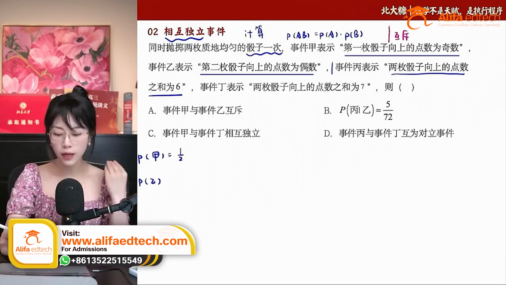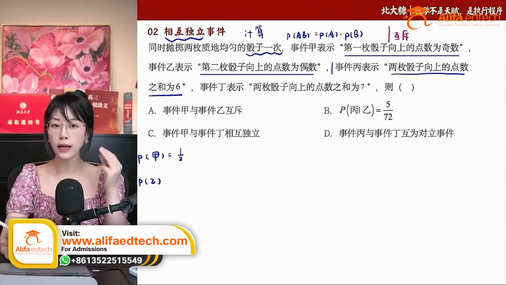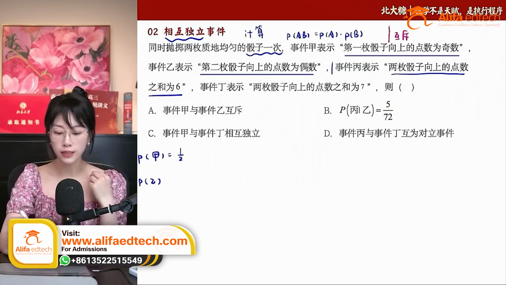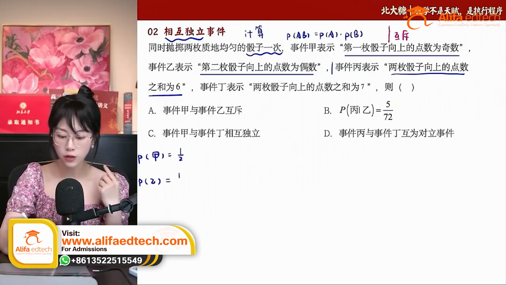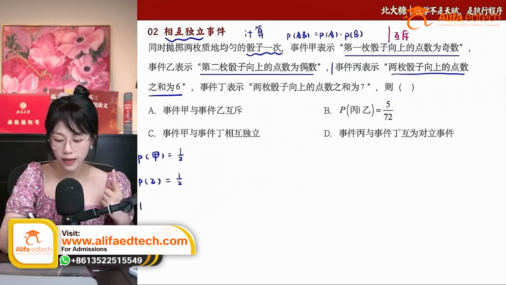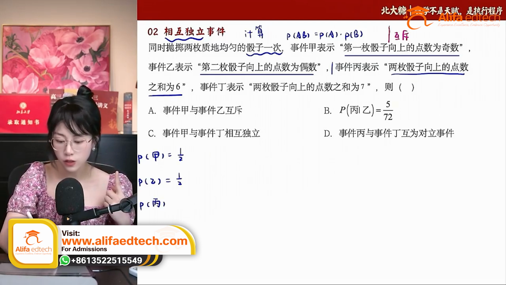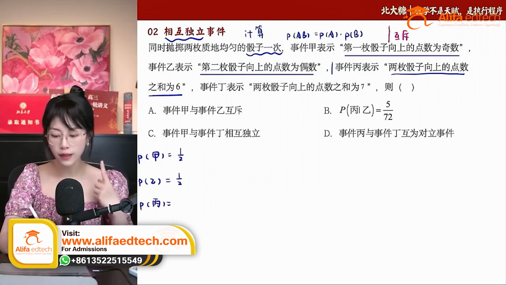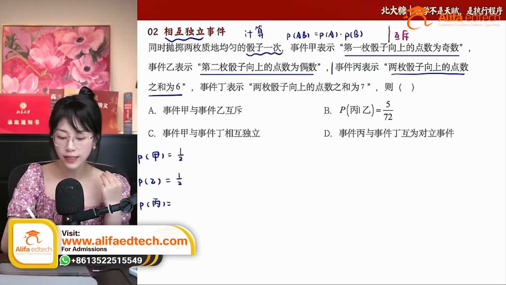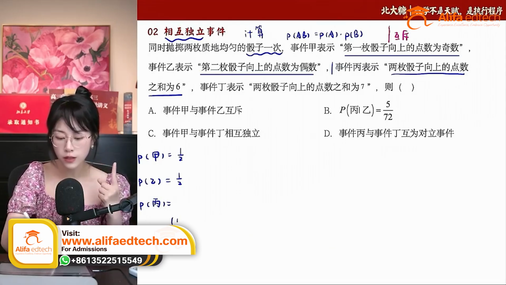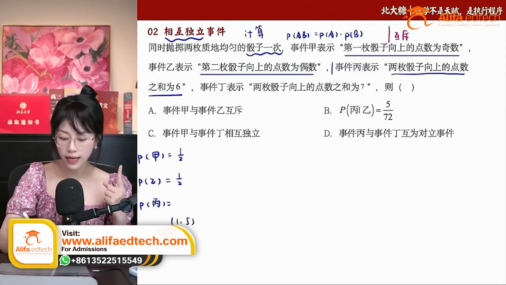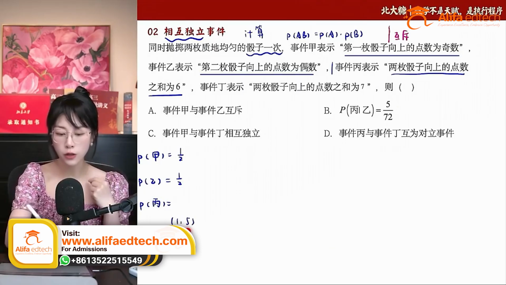Now let's look at P(B). Similarly, for the second die to show an even number, we only need to look at the second die. Among the 6 numbers, 2, 4, and 6 are even. So that's also 3 out of 6, or 1/2. Next, let's look at P(C). For this, we need to use enumeration. The sum of the numbers showing on the 2 dice is 6. In this case, let's count them. For example, 1 and 5 works. Here, the first number is 1, the second is 5. Then, can we write 2 and 4?